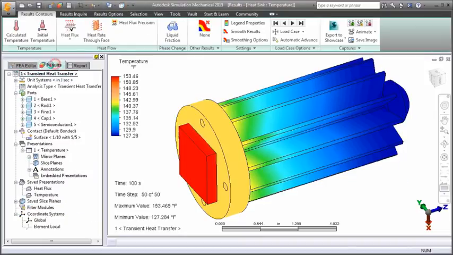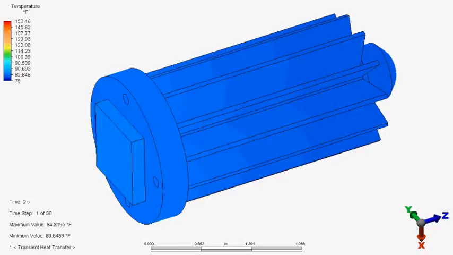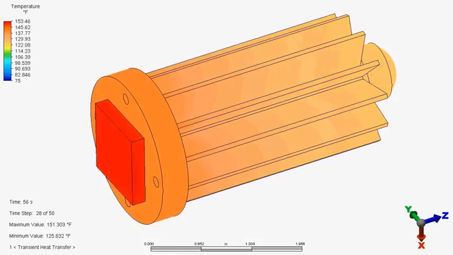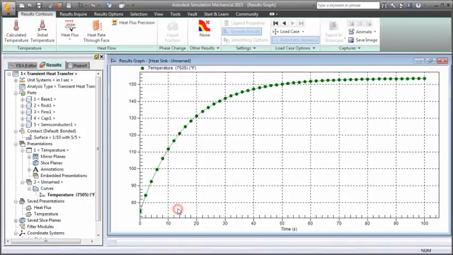Let's look at the thermal results. You can view the calculated temperatures at each time step or the initial temperature. This animation shows the change in temperature over a 100-second time period after the semiconductor is energized. We'll select the node near the center of the chip and graph the temperature variation over time. Notice how steady-state conditions are achieved after about 90 seconds. Beyond this point, the dissipation of the heatsink and semiconductor are equal, and the temperatures are stable.